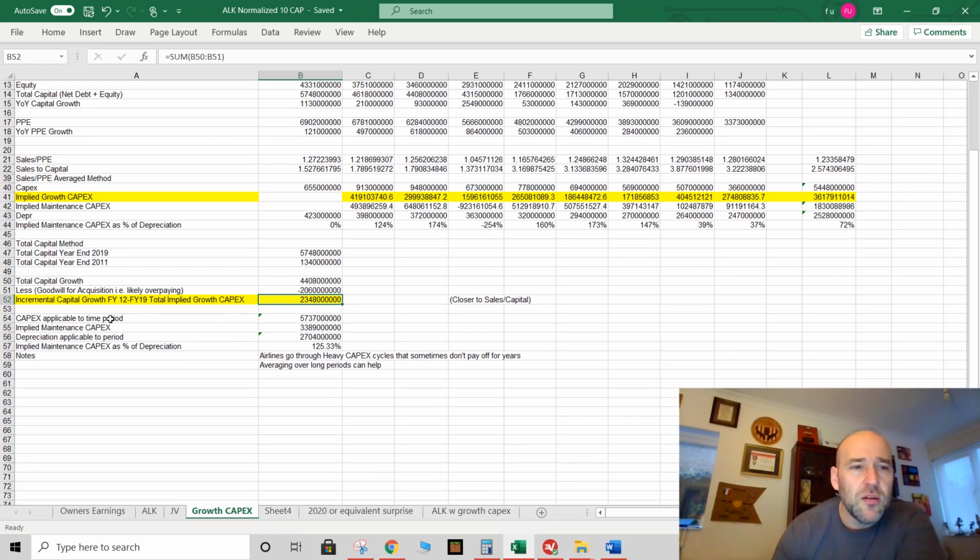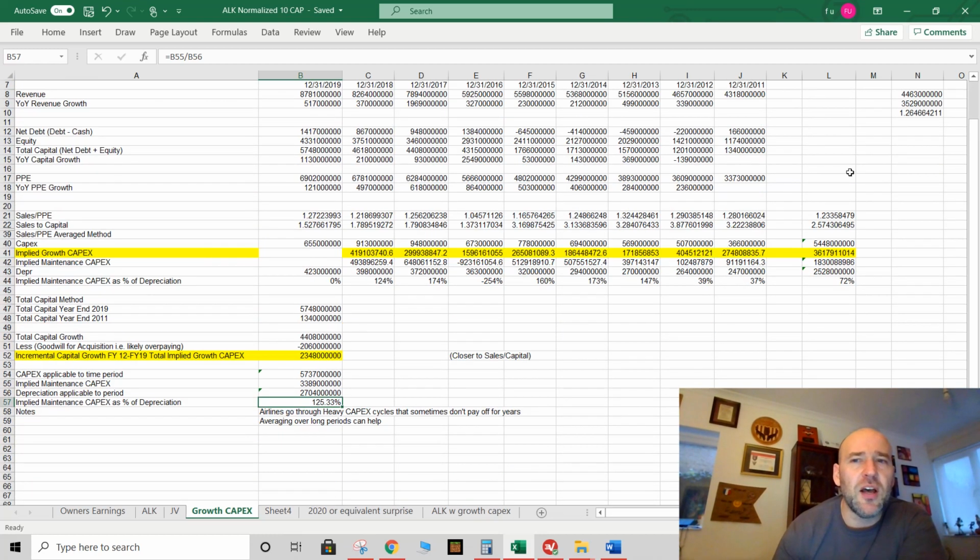And so I looked at the capex applicable to that period. I took out the growth capex from the total capex to get my implied maintenance capex over the time period. I compared the implied maintenance capex to the total depreciation of the same time period, and my implied maintenance capex was about 125% of depreciation. That's closer to the sales to capital ratio, but a little bit less. And I think it would be closer to the sales to capital ratio if I adjusted for the merger, which we'll get into in a bit.